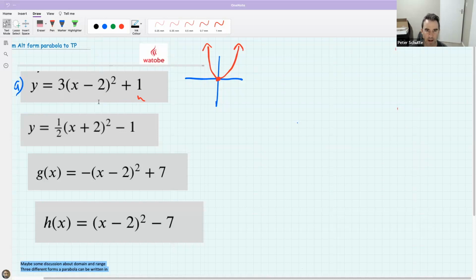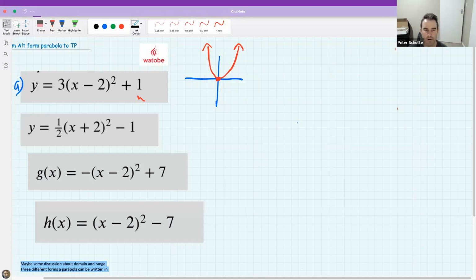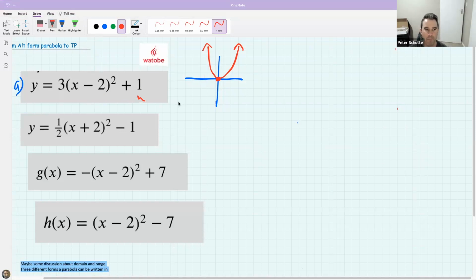Who feels like they know what the -2 does? Okay, let's go unmute Kat. Kat, what do you think the -2 does? So the -2 is going to shift the graph 2 units to the right. Yep. It would move that red dot 2 units to the right.